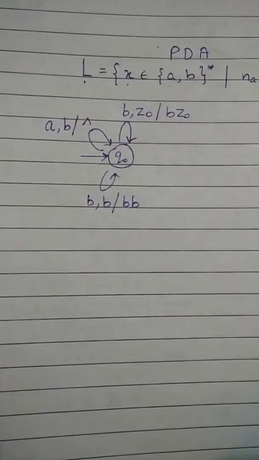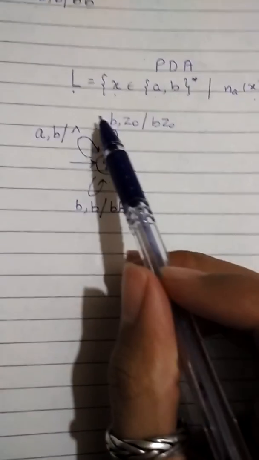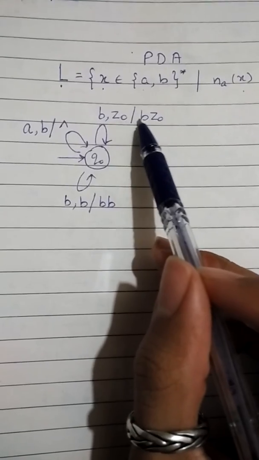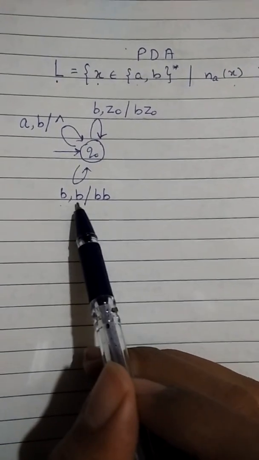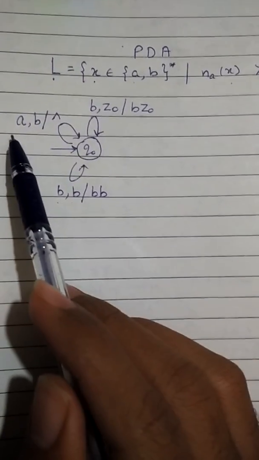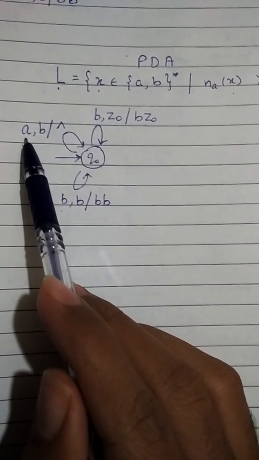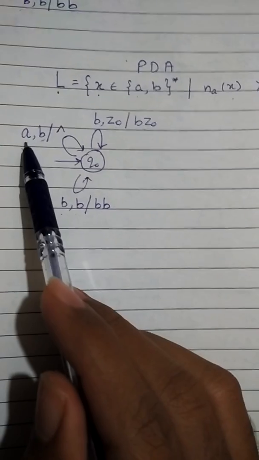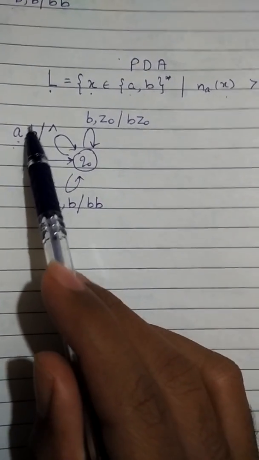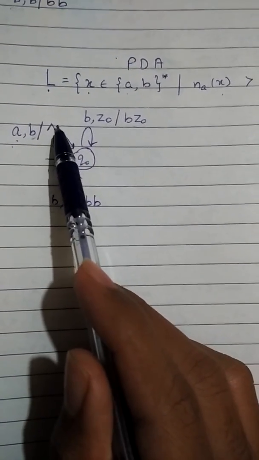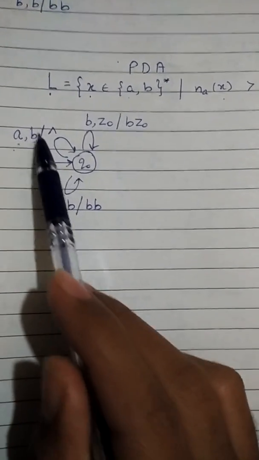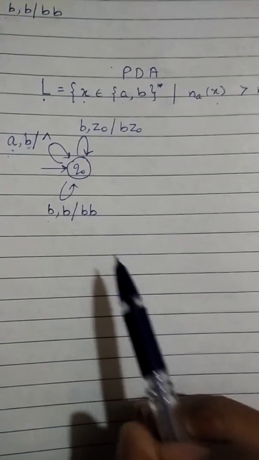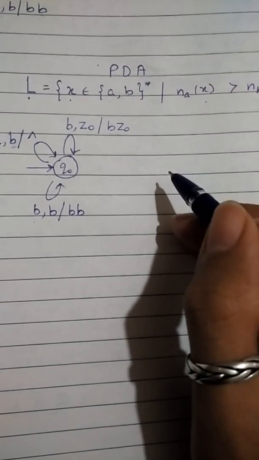So what we are doing till now is that if we get a b, we'll be adding it onto the stack. Here also, if we get a b, we'll be adding it onto the stack. Now if we get an input symbol a and the stack top is b, we'll be deleting a b by replacing it with null. So for each a, we'll be deleting a corresponding b. Now we'll go on to the final state.